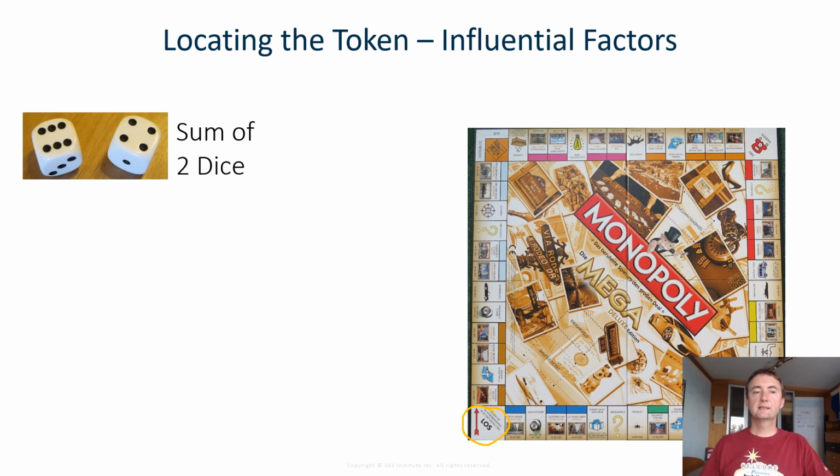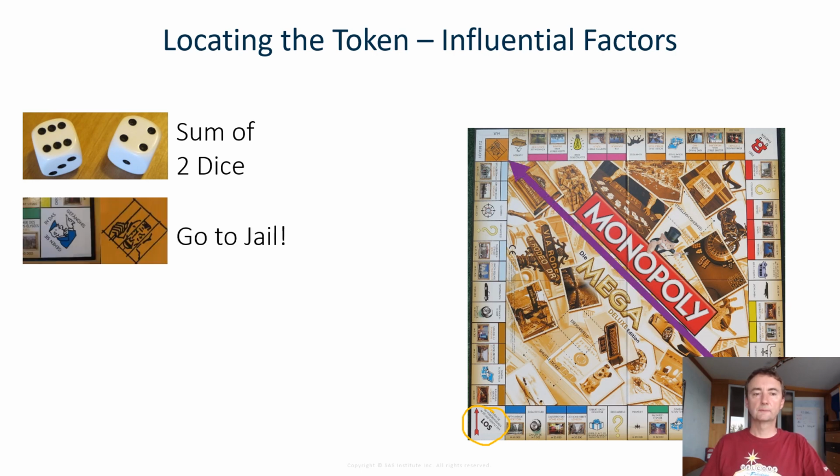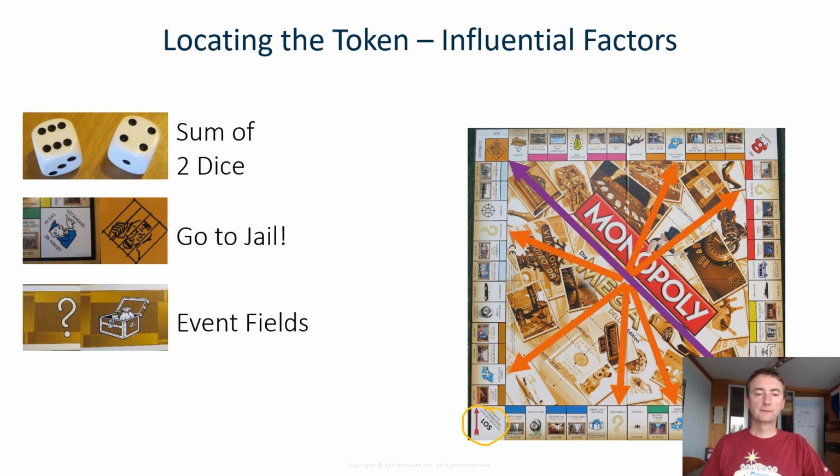Of course, it's the result of the dice that we are rolling. So it is the result, a sum of two dice, which locates our token. There are also instructions on the Monopoly board game. For example, as you see, there is the field go to jail, which relocates your token from a certain field to another field. There are also event fields where you pick up a card, which sometimes tells you that you have to relocate your token a certain number of fields forward or backward, or to explicitly visit a certain field.